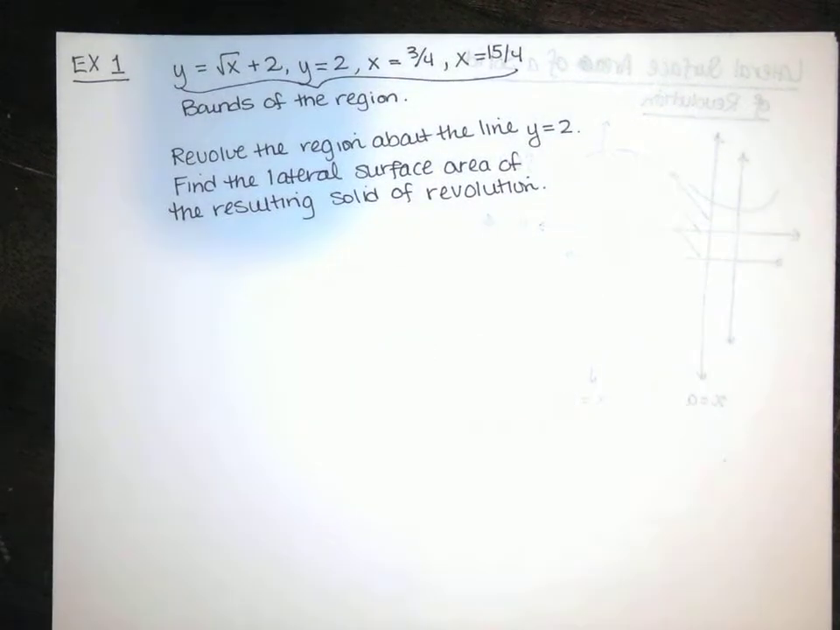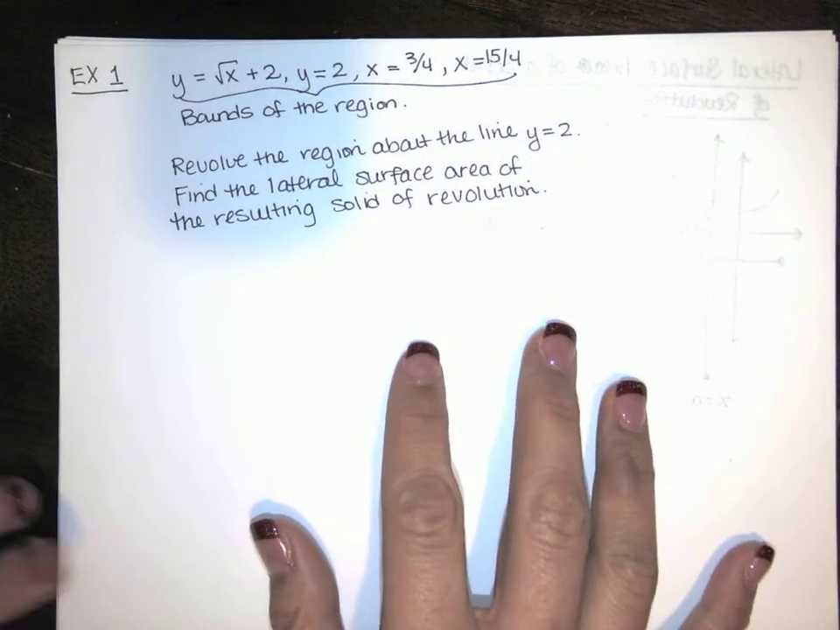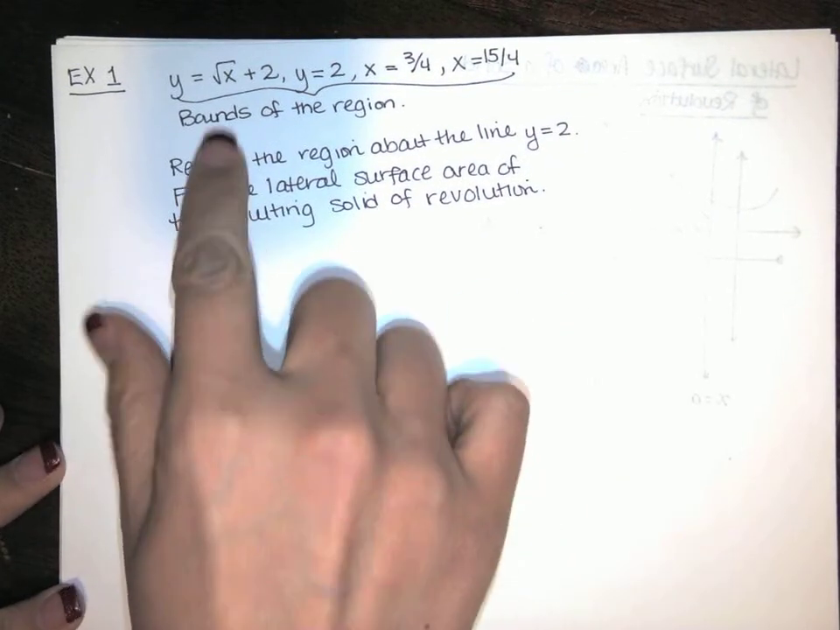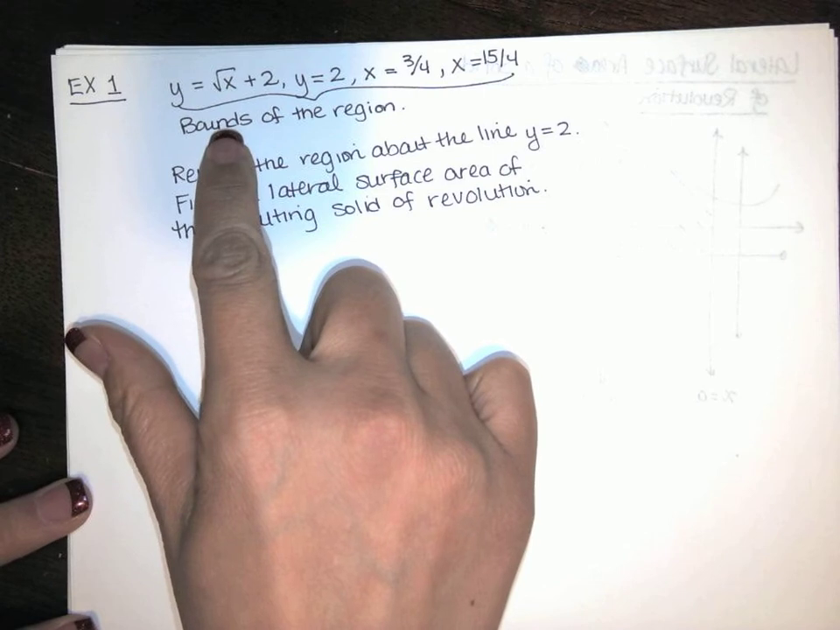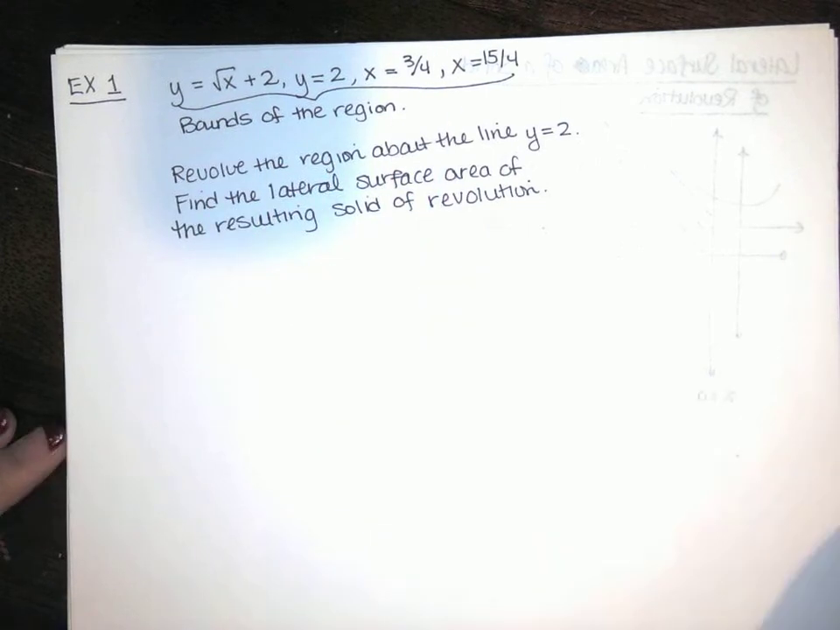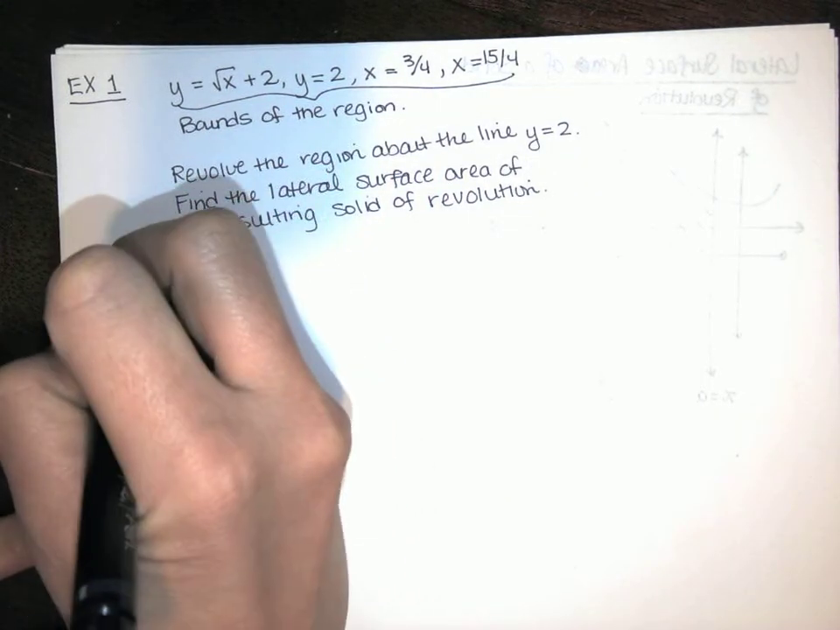In this video, we work an example problem involving the lateral surface area of a solid of revolution. So we are given this information. We're told that the region is bounded by these four curves. So let's sketch it.